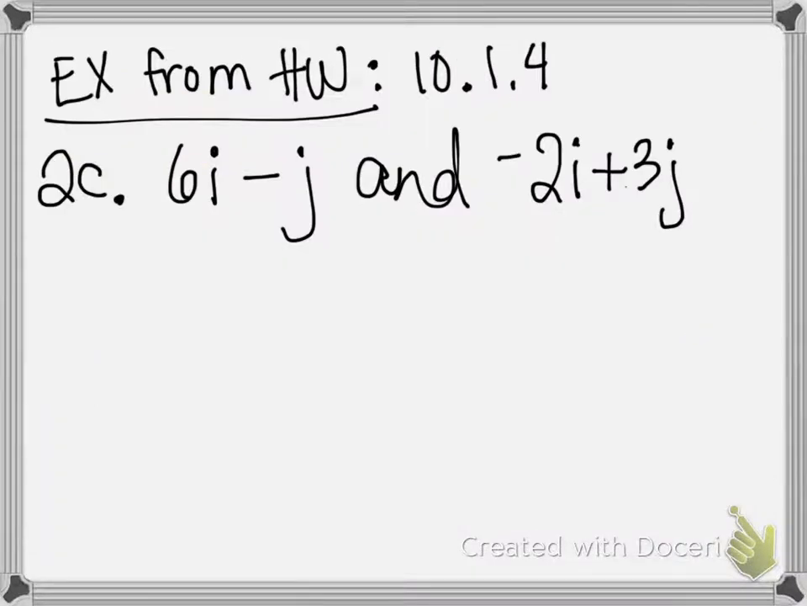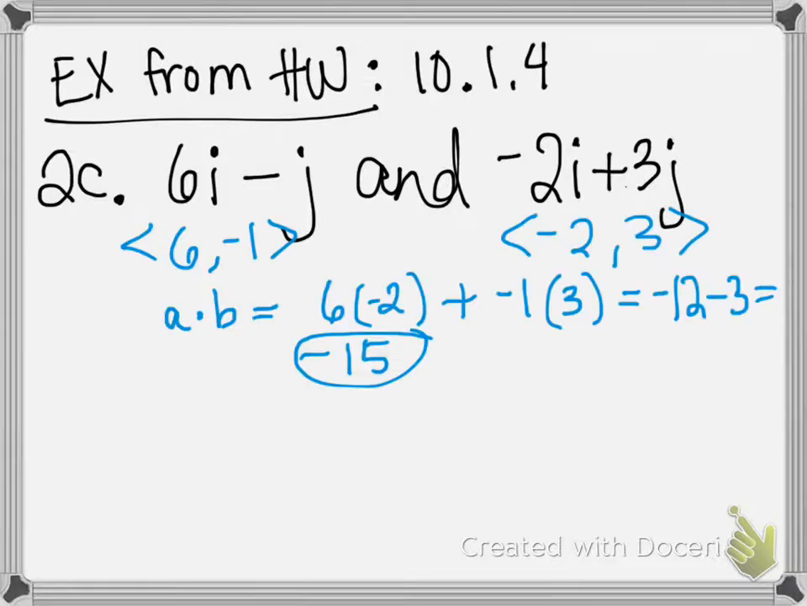This is 2C, which is actually, I'm looking at it right now, you already calculated the dot product for 1C, if you have done that problem already. 1C on 10.1.4 has the dot product for this, so I'm going to go ahead and put that on here for you since hopefully you've already done that part. So the dot product is negative 15.